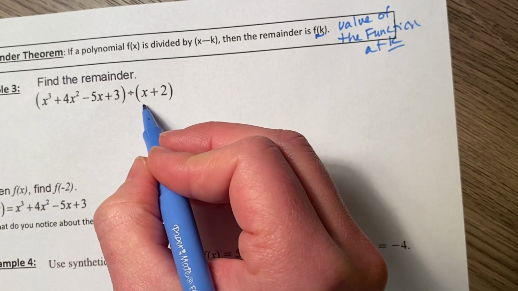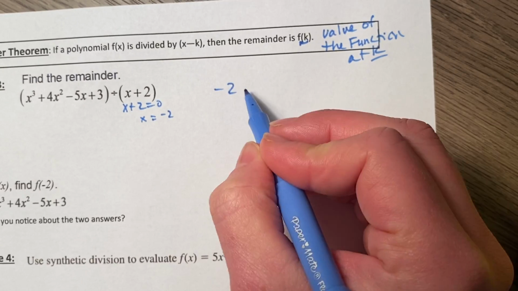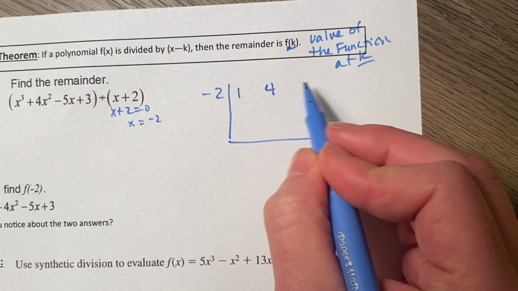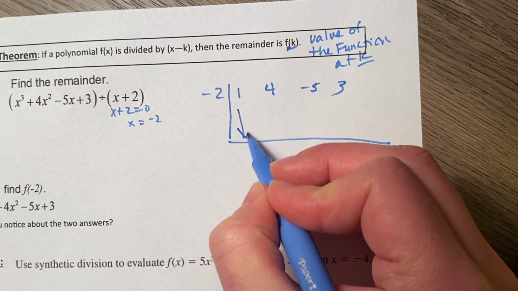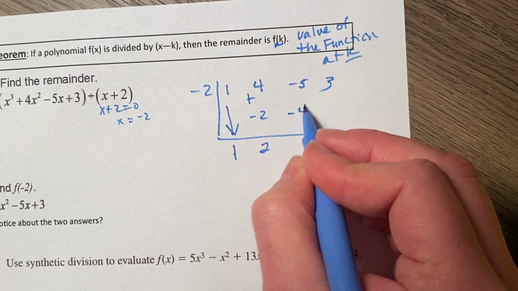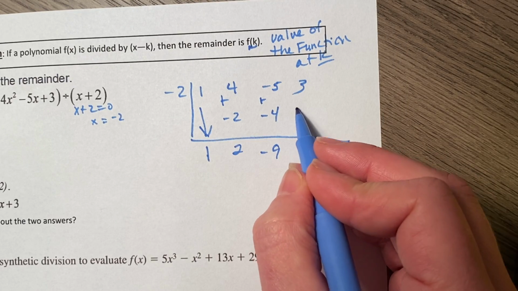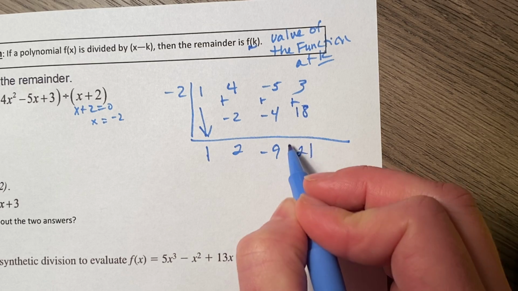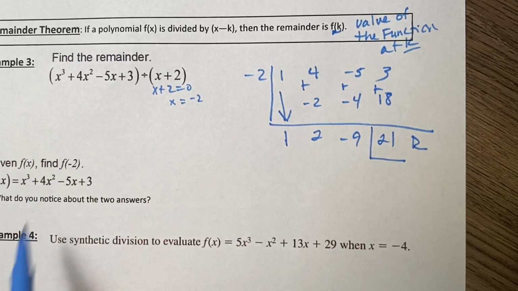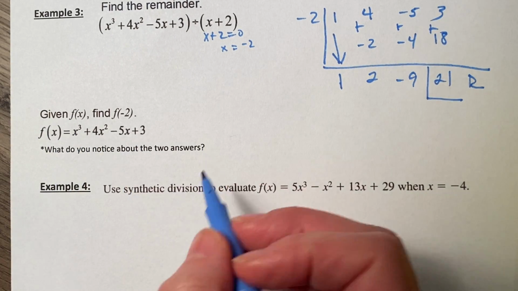So let's go ahead and find the remainder, see what that means. So using synthetic division, let's set that up. So list our coefficients, bring down our 1, multiply, and add. So for this one, our remainder is 21. That's what it asked us to do. And then over here, we're going to find f of negative 2, given the same function.